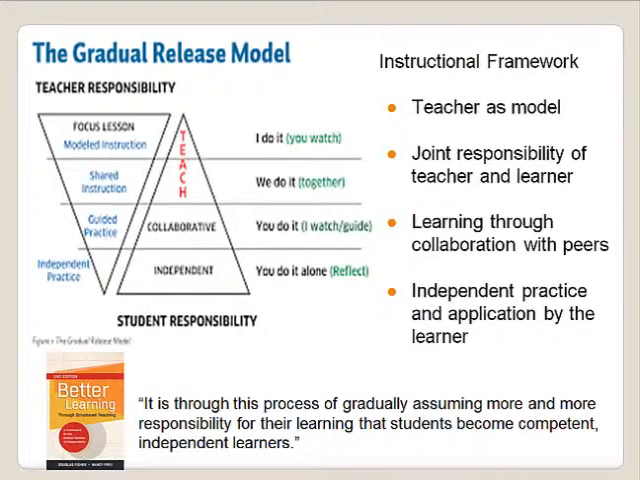The lesson in this model is based on the gradual release model as described in detail in the book Better Learning Through Structured Teaching by Douglas Fisher and Nancy Frey. In the teacher as model phase, the lesson's purpose and goals are clearly established, and the teacher models his or her own thinking through direct explanations, modeling and thinking aloud as the students observe and listen.